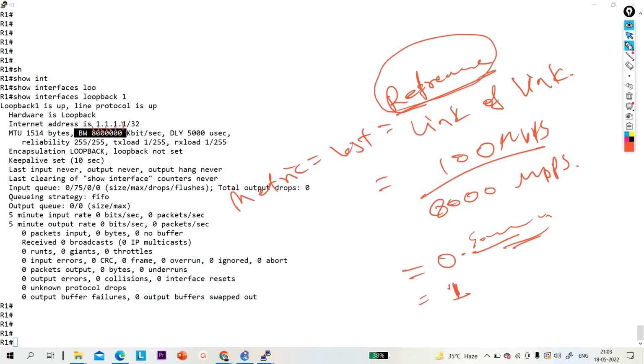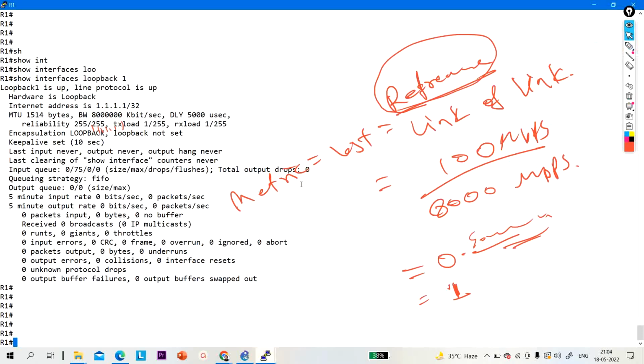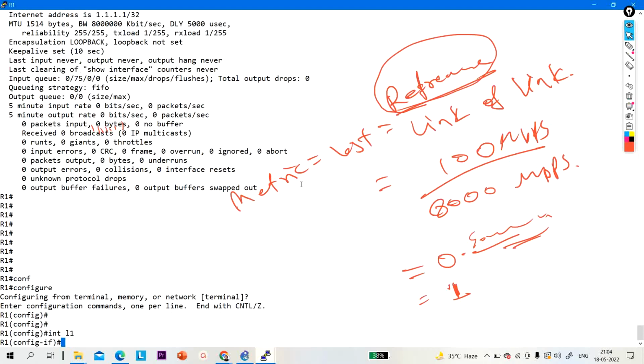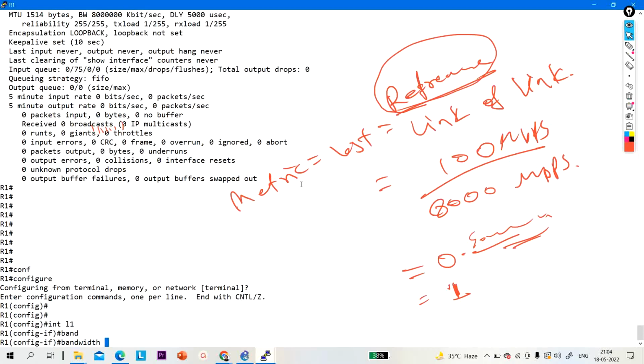Now let me change the bandwidth of the loopback interface. Go to the loopback interface, loopback 1. The reference bandwidth should be the highest bandwidth that the router is connected to. Yes, exactly. Now my link bandwidth is 8000 Mbps, right? So we need to change the reference bandwidth, or I can change the bandwidth of my link. How will I change the reference bandwidth?